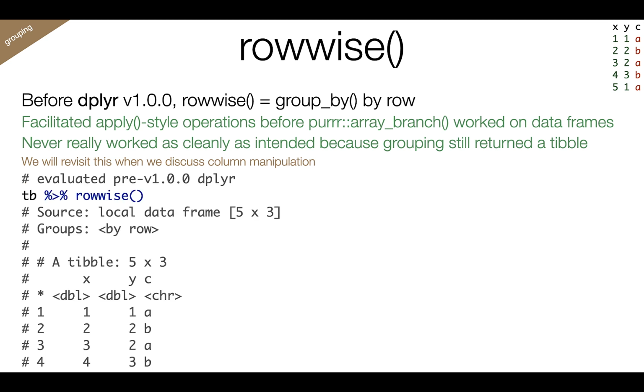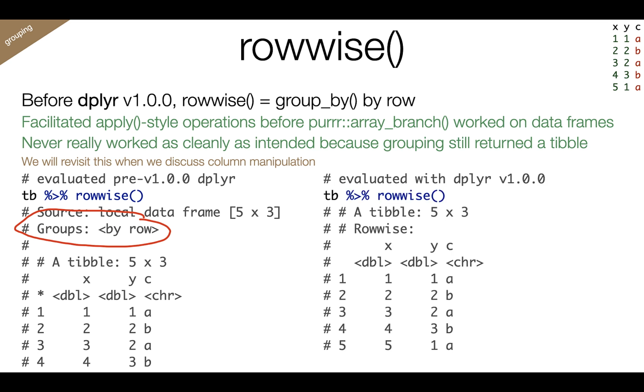Before, when you use row-wise, it will give you simply a grouped tibble back. So it says grouped by rows. And of course, as we said, row itself is not a column of the tibble, so it needs to say something else there. If you evaluate the same thing after dplyr version 1.0.0, you get this. It's still a tibble, but now it knows it's kind of like a special kind of grouped tibble called a row-wise tibble. As I said, at the moment, we can just think of this as a grouped tibble by row, and we'll see it a little bit more in action in column manipulation.